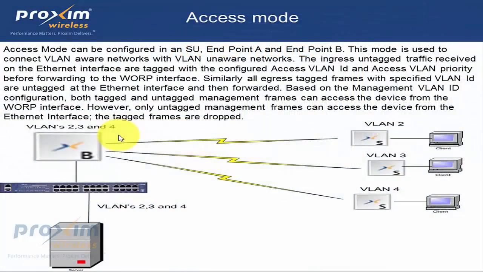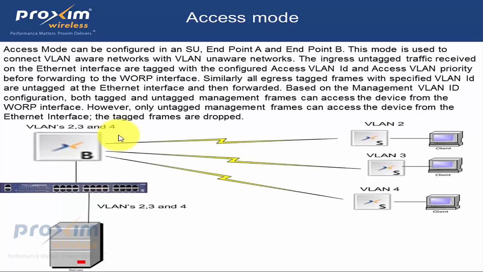Access mode can be configured on the SU endpoint A and endpoint B. This is used to connect VLAN aware networks with VLAN unaware networks. The egress untagged traffic received in the Ethernet interface are tagged with the configured access VLAN ID and the access VLAN priority before forwarding it to the warp interface. Similarly, all egress tag frames with specified VLAN IDs are untagged at the Ethernet interface and then forwarded.